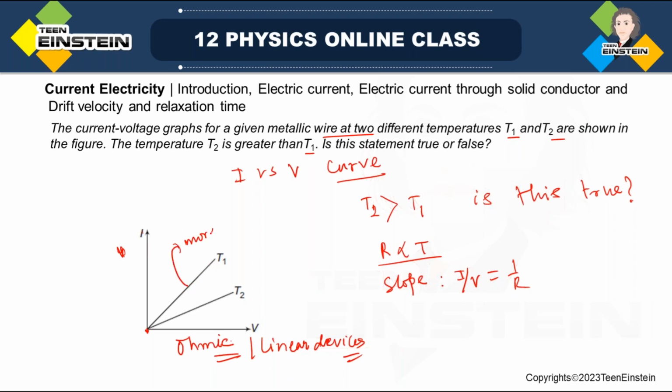Look at this curve for temperature T1. This curve has more slope, and this one has less slope. So what does more slope mean? More slope means the value of 1 over R is more for this curve.